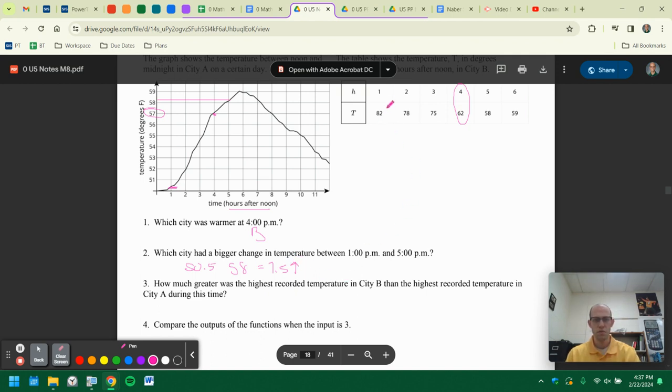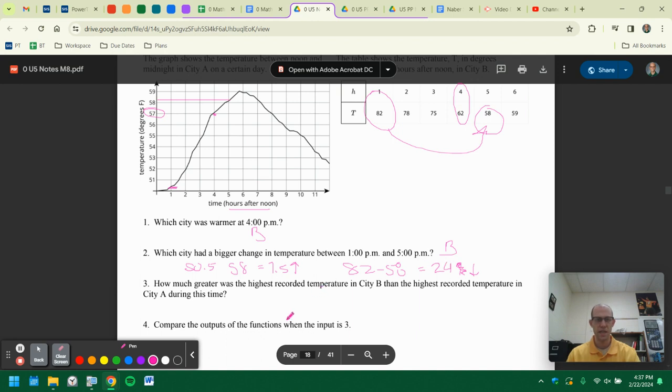In my table, going from 1 to 5, comparing these two, that would be like 82 minus 58. Or you could think about this as increasing by 2 to 60, this increasing to get to 84. 84 minus 60 is 24. And that's a decrease. So 24 down versus 7.5 up, the bigger change was in City B.